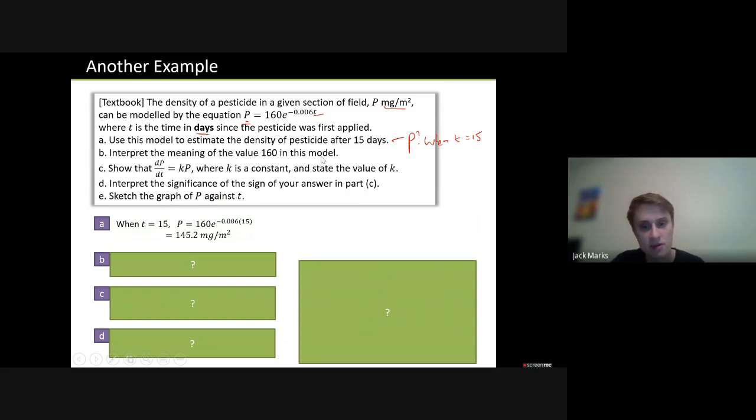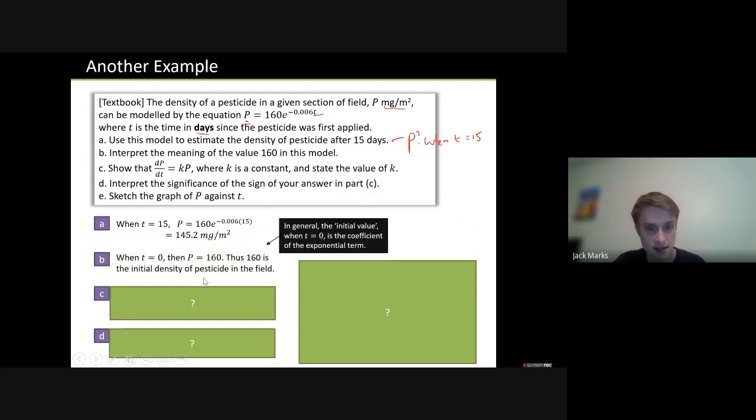Interpret the meaning of 160. We talked about this previously. 160 is what you would get when t is 0 in this case. So this must be the initial density, the initial density of pesticide in the field.